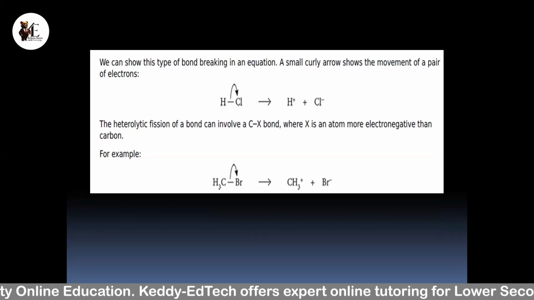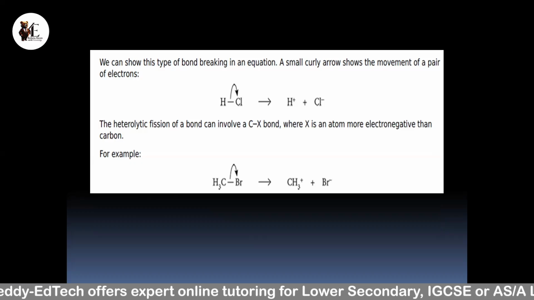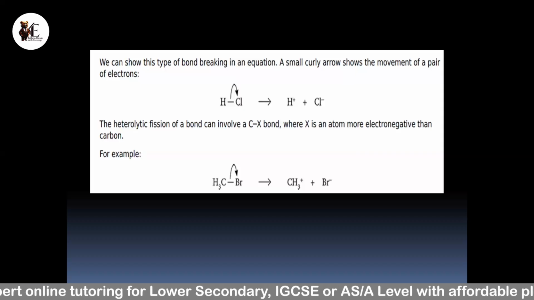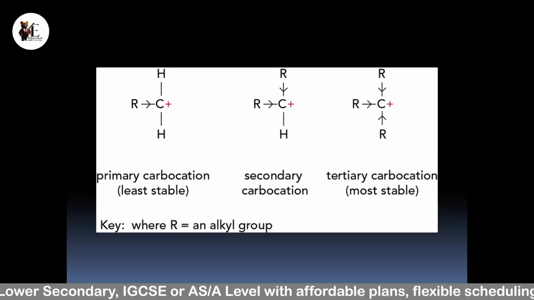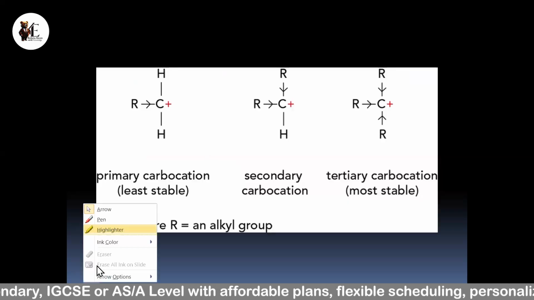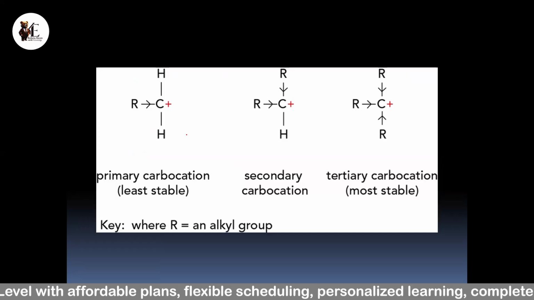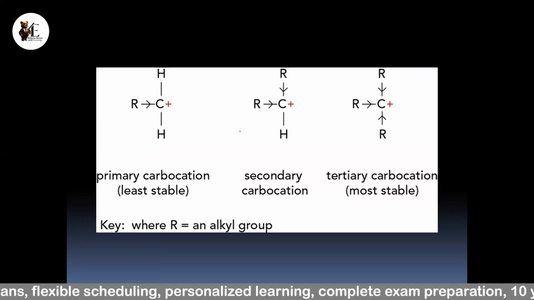That means both the electrons of a bond are transferred to the most electronegative atom, which becomes your anion, and the other atom becomes your cation. Now, as we have to study organic chemistry reactions, we have to compare the stability of the carbocations. So there are three types of carbocations.